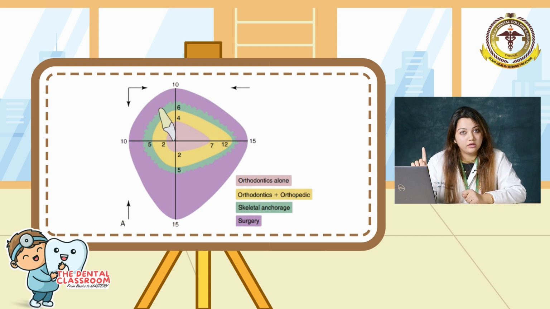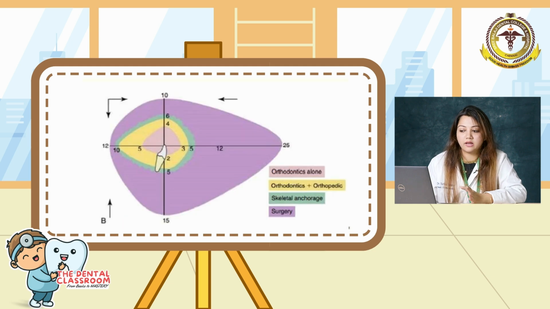There is another envelope that is recently added for distraction osteogenesis. That is more, if you require more range of tooth movement, we do something called as distraction osteogenesis. I will be discussing this in the future slides. Similarly, this is for mandible. How much range of tooth movement for mandible can be done based on the envelope of discrepancy.